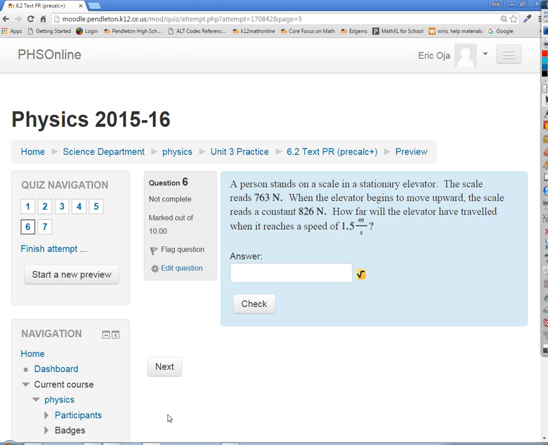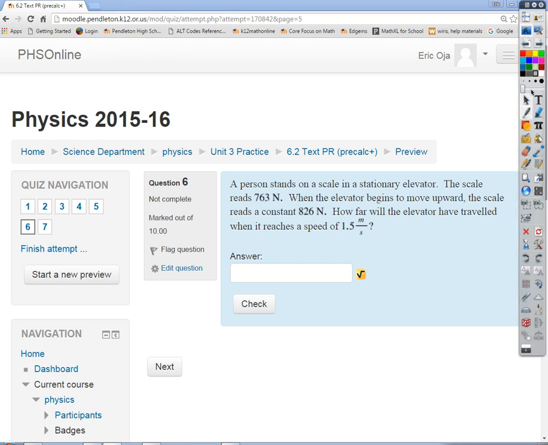If the scale read 763 newtons when I was at rest, what's this? The scale when I start to accelerate upwards, right? The scale reads this. So that means that. So what's it going to be? It's accelerating, isn't it? It's accelerating upward. What's the magnitude of the net force? I could draw a free body diagram if I wanted to, right? We've got the downward force, which is 763. That's my weight. Agreed?